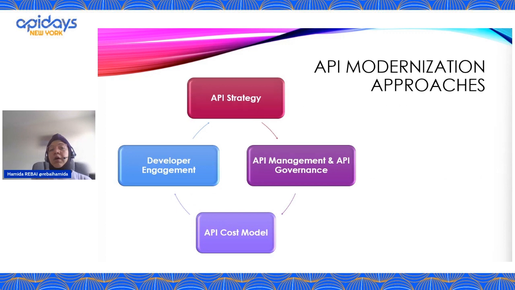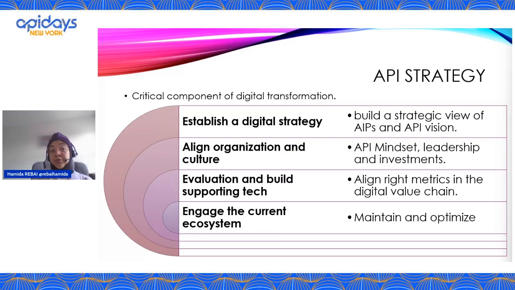Now we'll talk about the API modernization approach, which is divided into four phases. The first one is API strategy, where we build an API program. The second one is about API management and API governance that we need to set up inside the company when you would like to work with APIs, developer engagement, and API cost model. We focus more on API strategy in our case now.